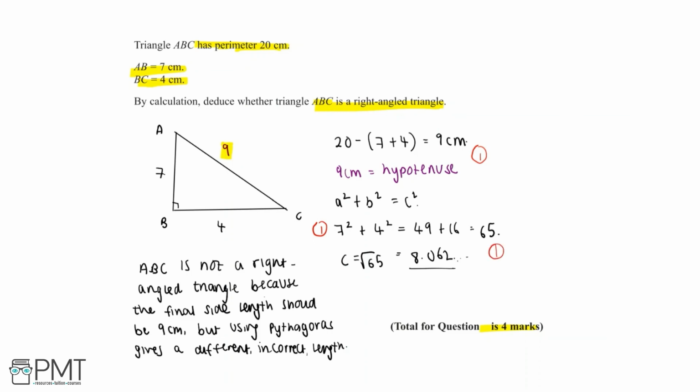And now that fourth and final mark is for a concluding explanation that ABC is not a right angle triangle, using the evidence that the final side length should be 9 centimeters, but using Pythagoras' theorem gives a different and incorrect length, which proves that triangle ABC is not a right angle triangle.